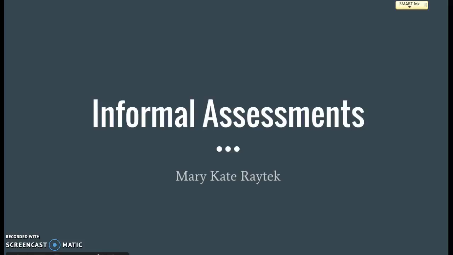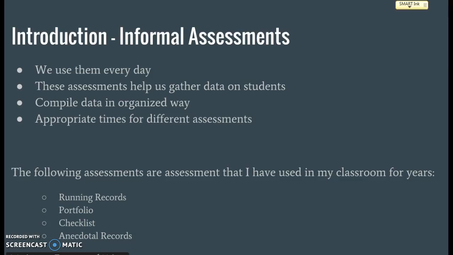Today I'm going to talk to you about informal assessments. Informal assessments are assessments that we use every day. These assessments help us gather data on students. When we use these assessments, we are able to compile data in an organized way. There are often appropriate times for different assessments.